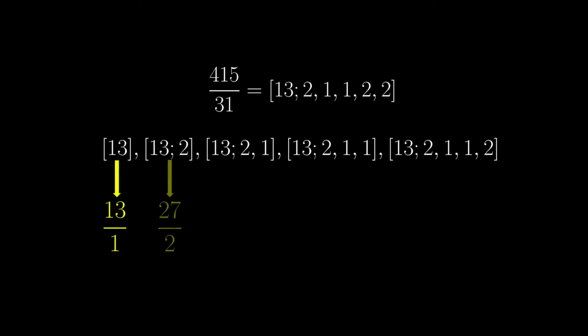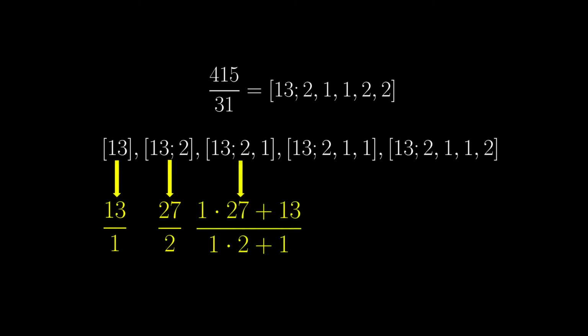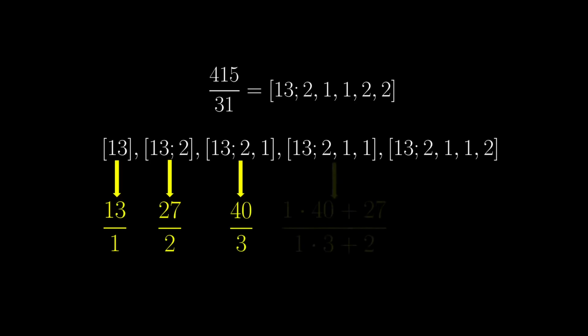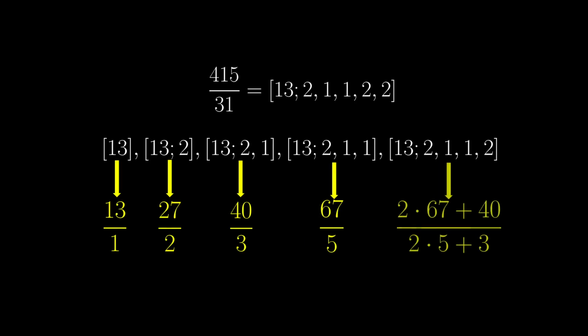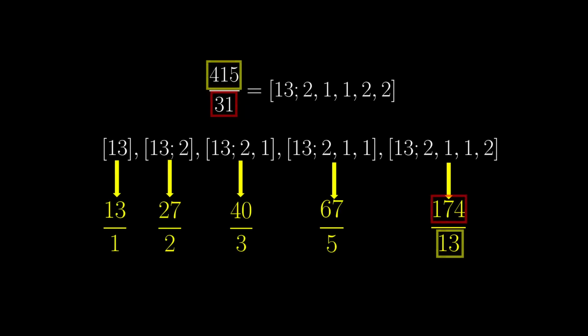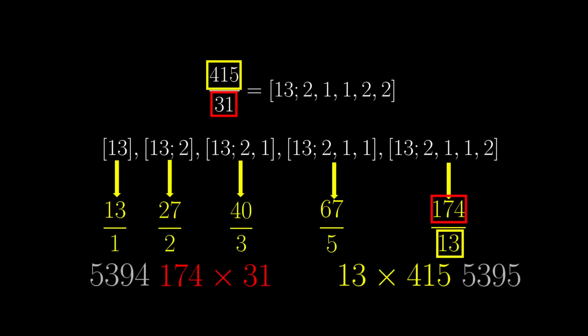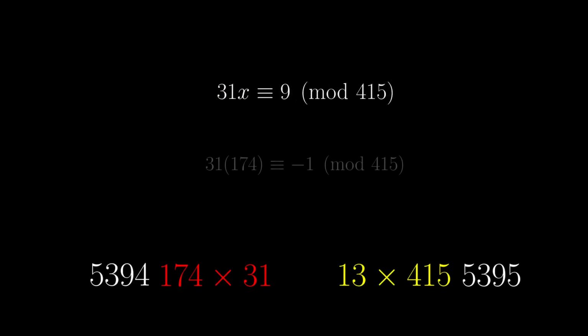This can be done by using the property mentioned in the first ever video on Mathemaniac. Now, we will consider the products of red and yellow numbers separately. We can clearly see that they are 1 apart. Now what we know is that 31 times 174 is 1 less than the multiple of 415.